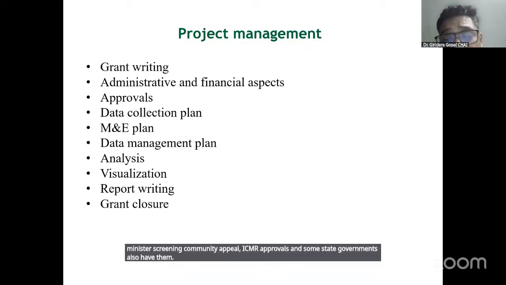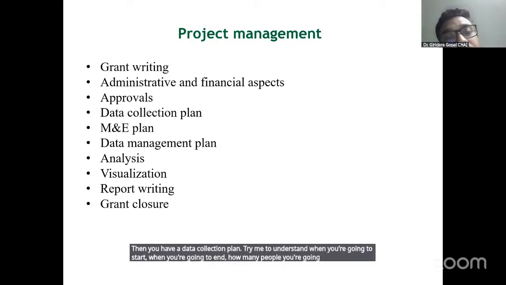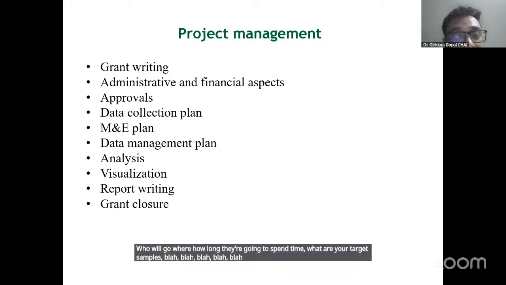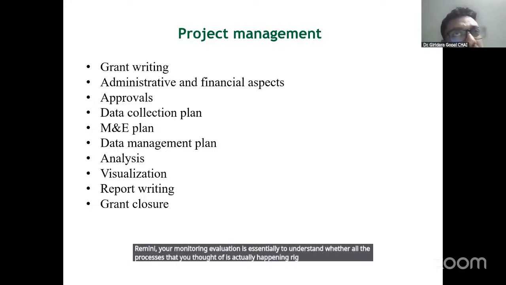Then you have a data collection plan, primarily to understand when you're going to start, when you're going to end, how many people you're going to hire, how many people are going to go where, who will go where, how long they're going to spend, what your target samples are, and so on. Everything that I discussed a little while earlier. Your M&E, your monitoring and evaluation, is essentially to understand whether all the processes that you thought of are actually happening rigorously. You could expect 5% deviation, but anything beyond 10-20% deviation, you're not a good researcher. So you need to be very, very critical about it.